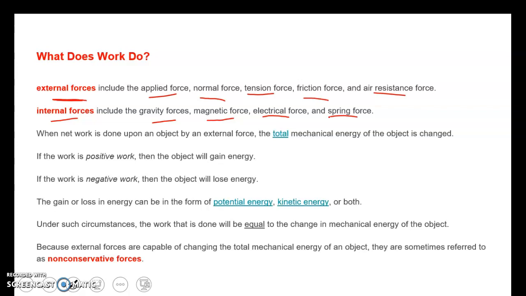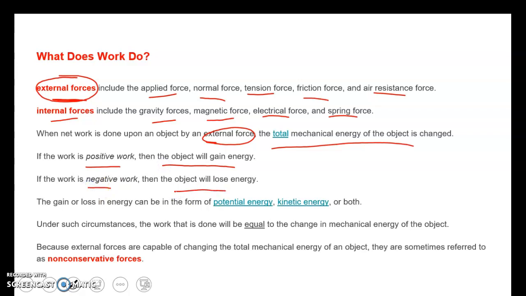Now, this is where it's important to understand. When net work is done by an external force, so when one of our external forces does work, we change total mechanical energy. It's not conserved. Okay? It's changed. If the total work is positive work, then it will gain mechanical energy. If the work is negative, it will lose mechanical energy. Now, this loss of mechanical energy can be either potential, kinetic, or both, depending on the situation. And we'll look at some situations so you can understand that better.